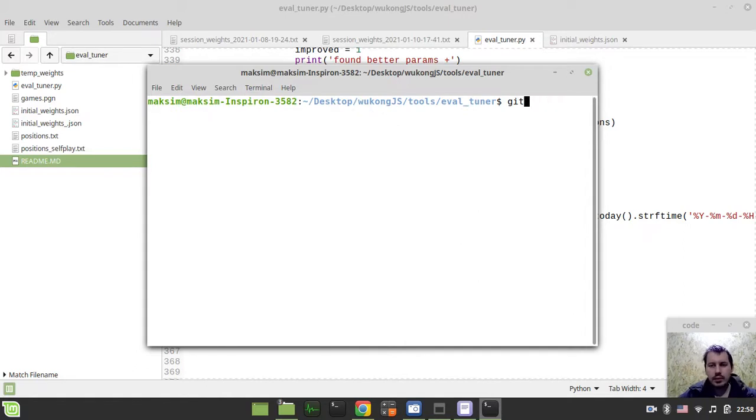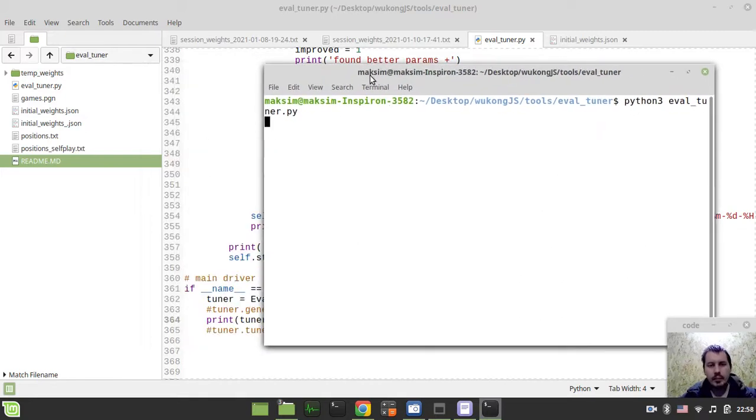okay, let's just run this. Python 3 eval-tuner.py. So here I'm calculating the mean square error based on 30,000 positions from the GM 2600 PGN positions that have been extracted.